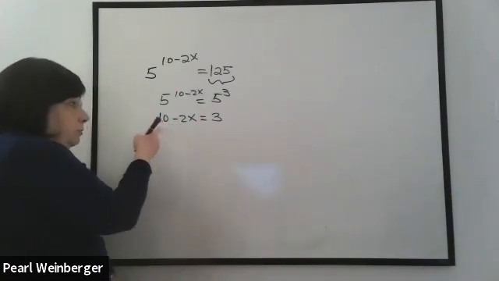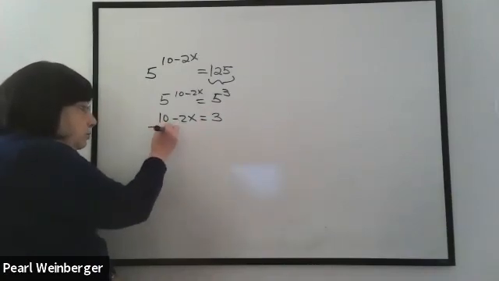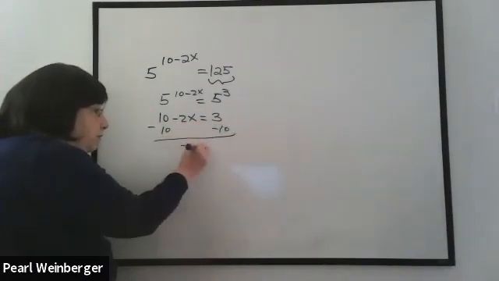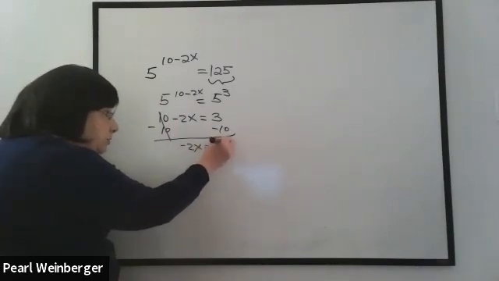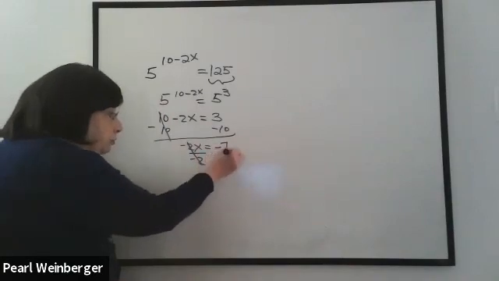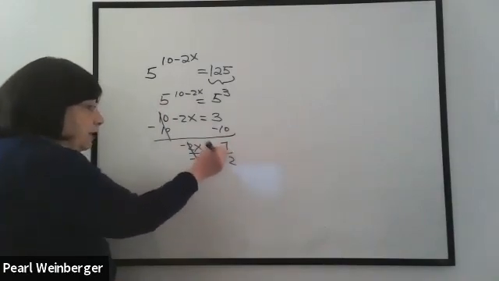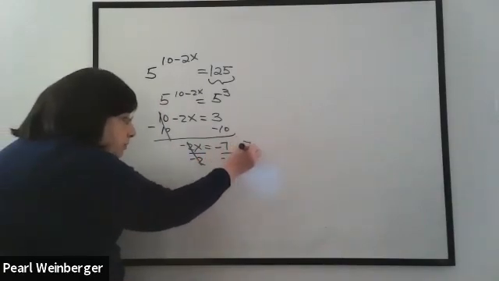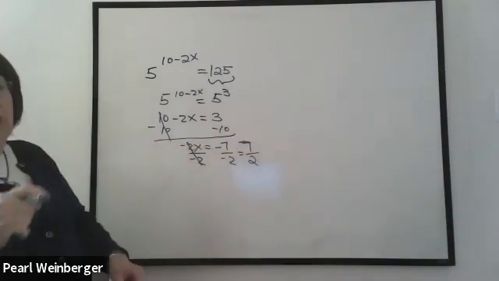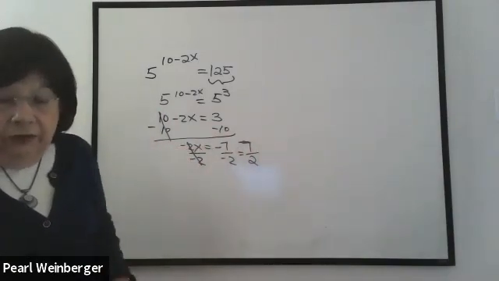So now it's just a matter of solving this equation. I'll subtract 10 from both sides, which will give me negative 2x equals 3 minus 10, which is negative 7. And I'll divide by negative 2. And I'll get negative over negative, which is positive, and my answer is 7 over 2. And you could leave it as a fraction like this. You do not have to change it to a decimal. Your answer would be 7/2.